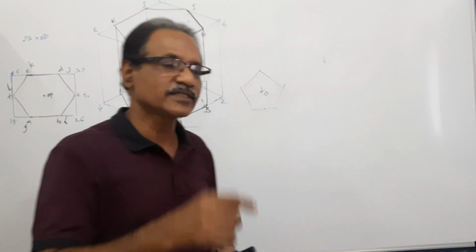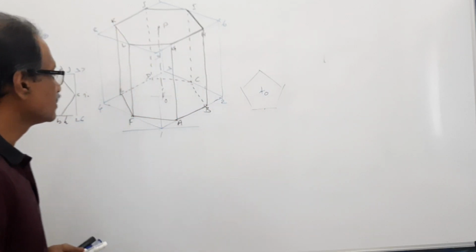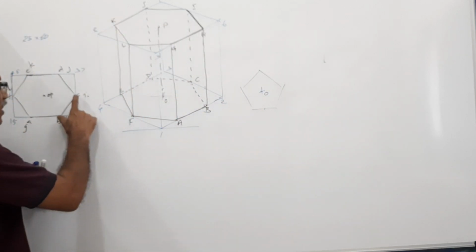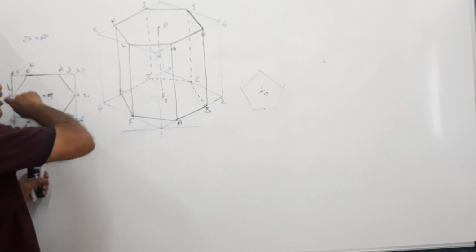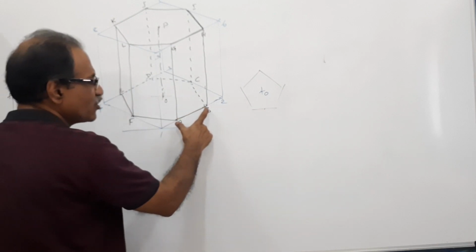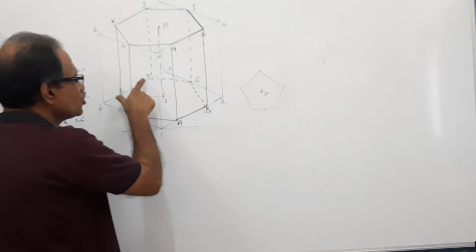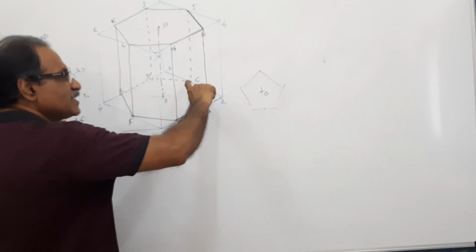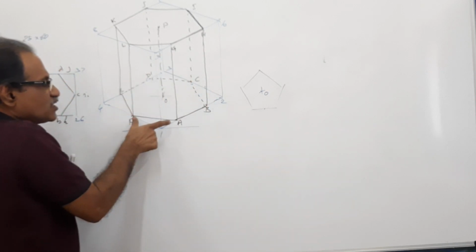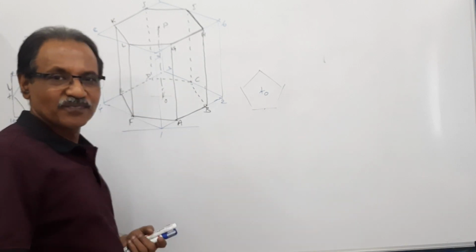Agreed? You have to do the same thing. But the problem there is, you can see, this is 25 mm, 25, 25, 25, 25, 25, 25. Correct? This will be 25 because it is along an axis. This will be 25 because it is along an axis. This is not 25, this is not 25, this is not 25, this is not 25.